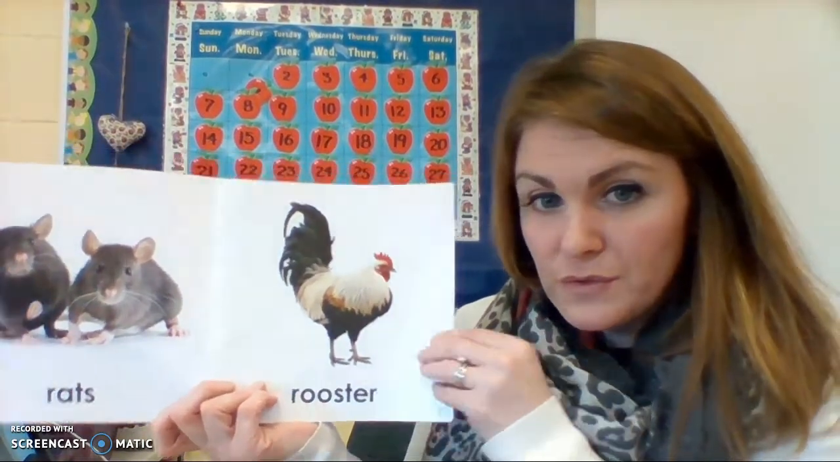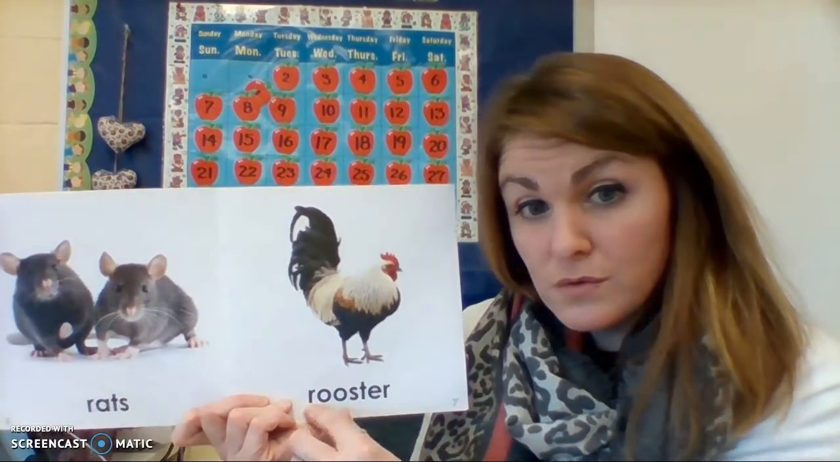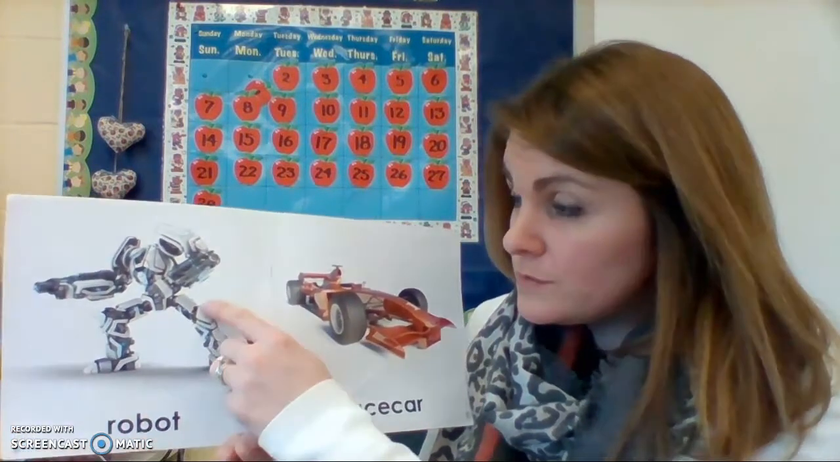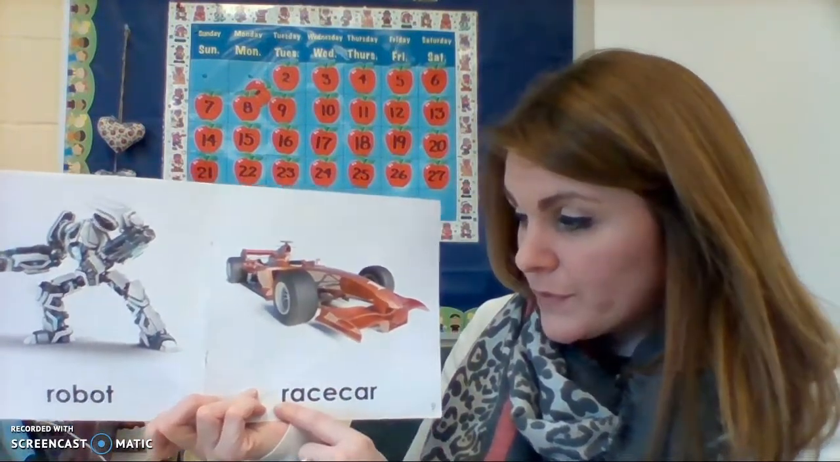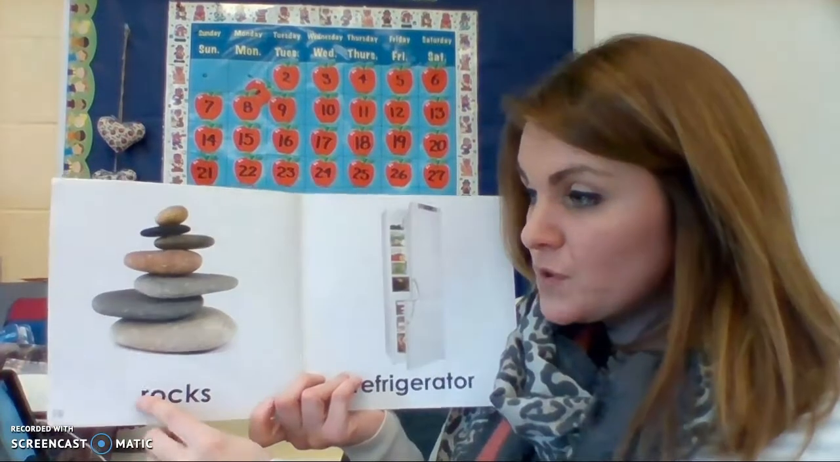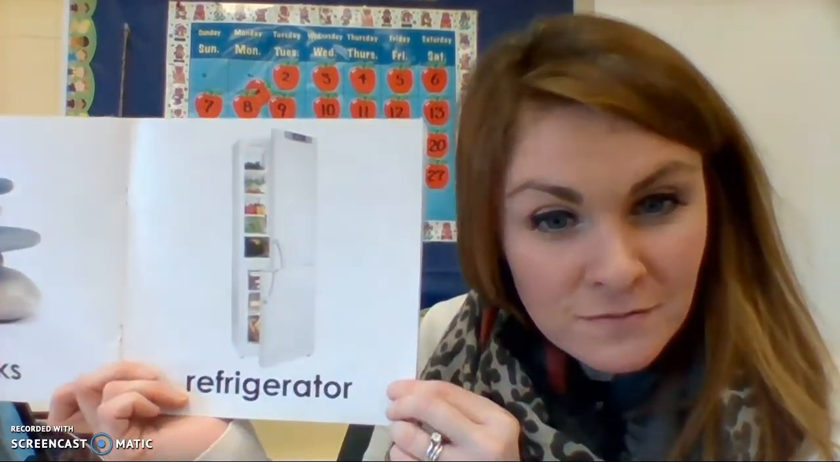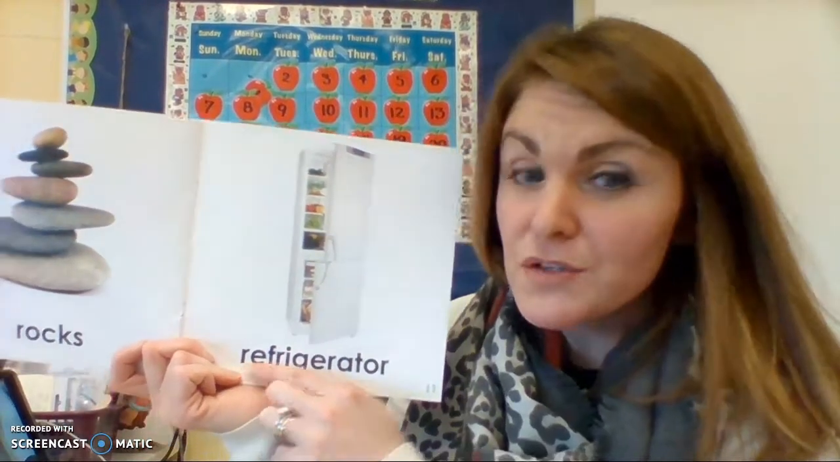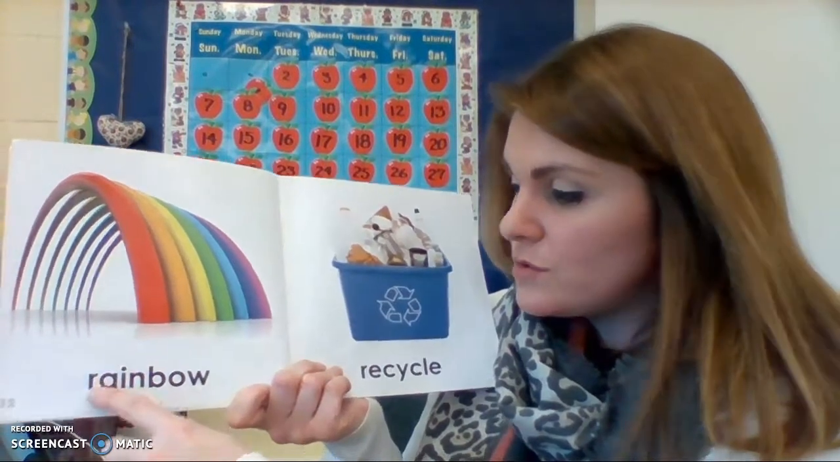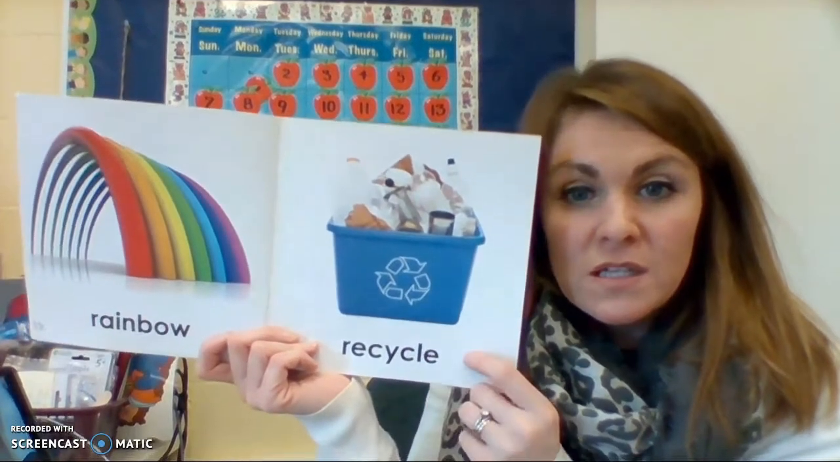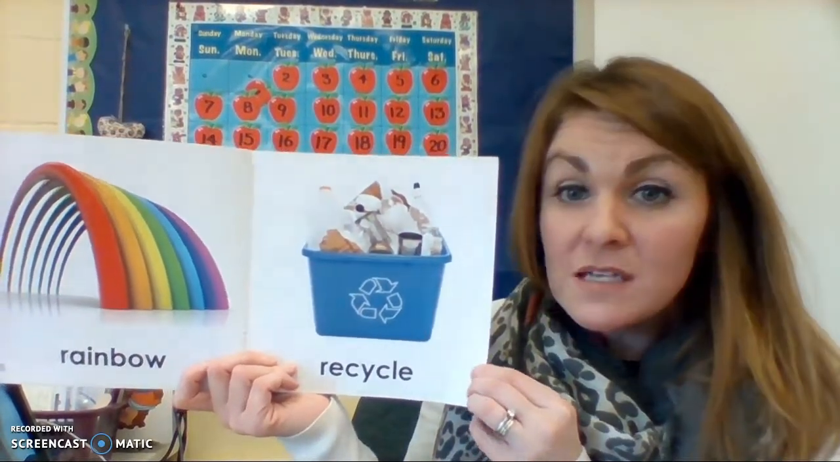Rooster. I should point to that. Robot. Race car. Rocks. Refrigerator. What's the first sound in refrigerator? Rainbow. Recycle. That means to put things in a bin so they can be made into other things.